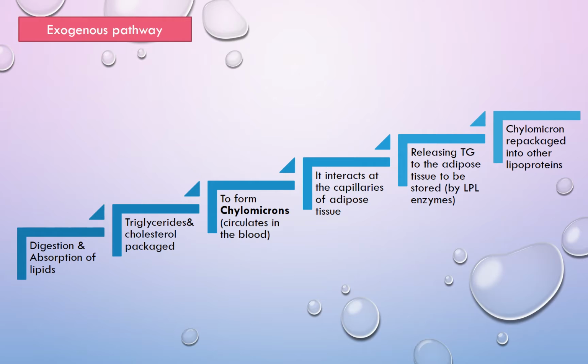Now we're going to look at the exogenous pathway. The pathway starts from the digestion and absorption of lipid in the intestinal cells. The triglyceride and cholesterol are packed and coated with proteins to form chylomicrons. The chylomicrons will circulate in the blood vessel and will interact at the capillaries of the adipose tissue. At this point, the triglyceride will be released into the adipose tissue to be stored. This process is helped by the LPL enzyme. The chylomicron remnant will then be repackaged into other lipoproteins in the liver.